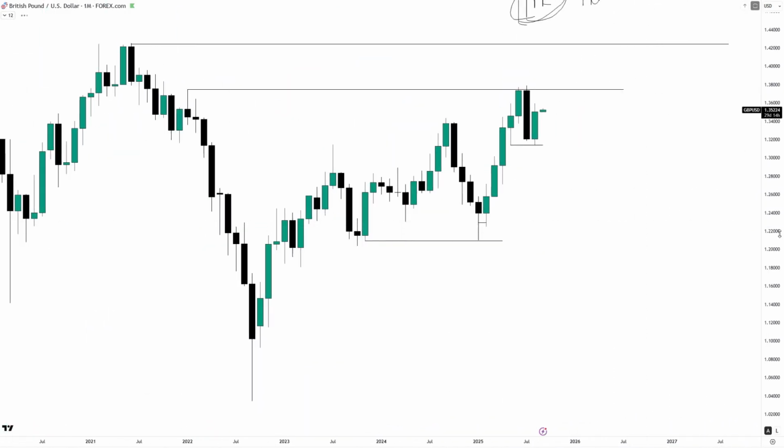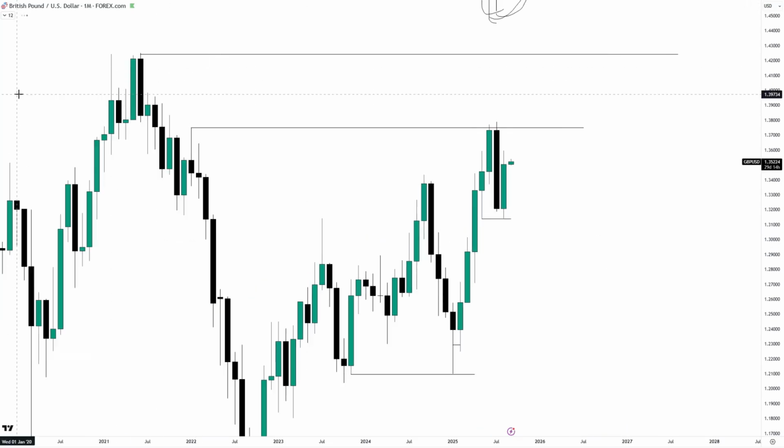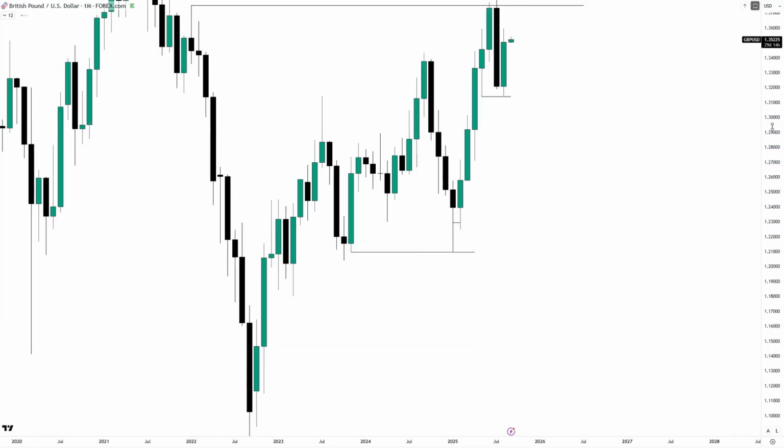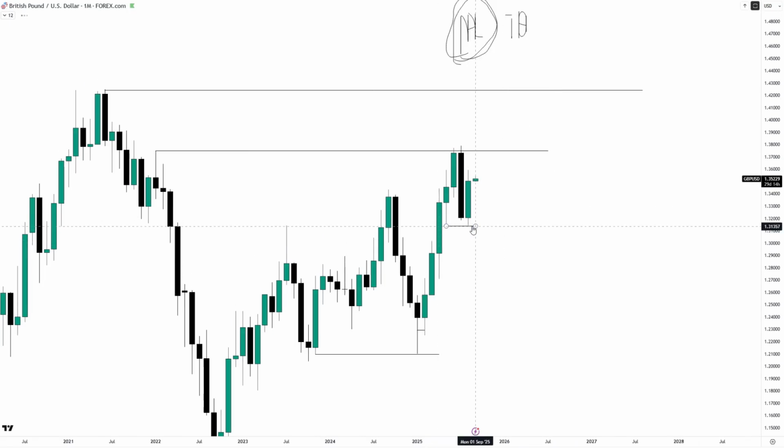On the monthly, we don't have any new variables. That is, we have a price that interacted with the fractal and formed a rejection block. Basically, absolutely nothing has changed over the month. Also, the price couldn't enter this imbalance. In fact, last month was just a pause between point A and point B.